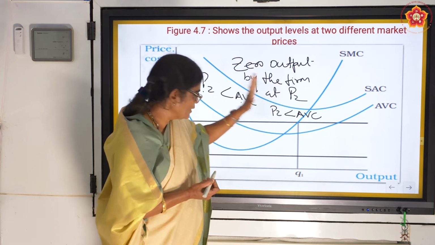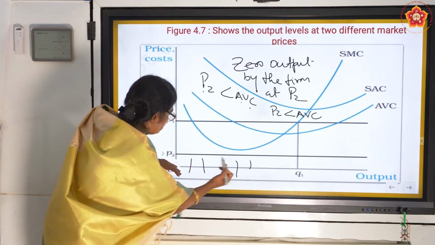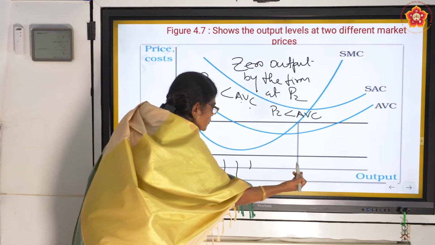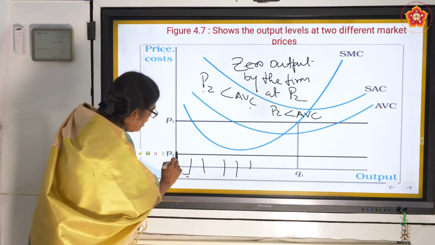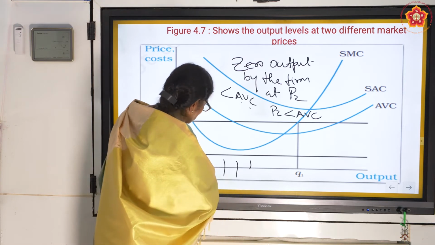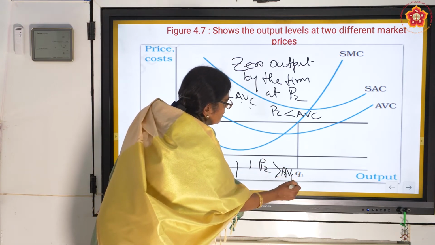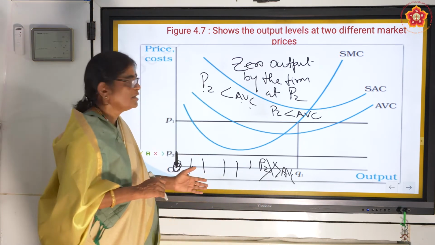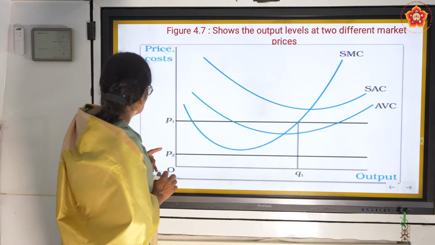If at all the firm has to produce a positive level of output, that is more than zero, this is called a positive level of output. If it is zero output, it will be called zero output. Here the output will be at the zero level. It will be produced only if P2 is greater than AVC. But P2 is not greater than AVC, therefore they are going to produce a zero level of output. I hope you have understood this concept.